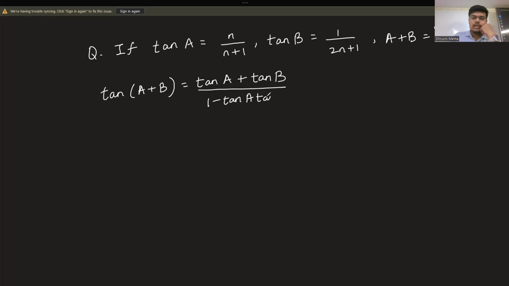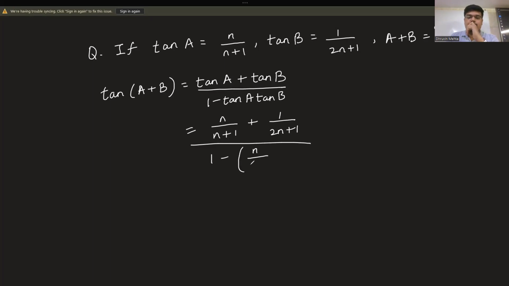और फिर पूरा LCM लेके solve करना. So see, tan A is n upon n plus 1, plus tan B is 1 upon 2n plus 1, upon 1 minus n upon n plus 1 into 1 upon 2n plus 1. You have to now take LCM and completely simplify this as much as possible. Do that and tell me what you are getting.